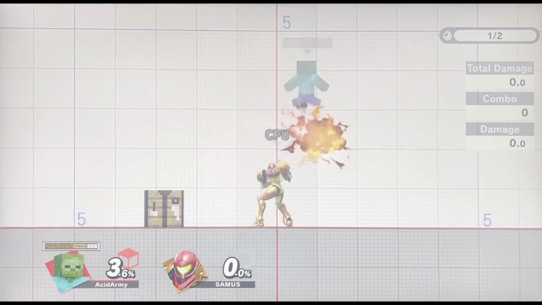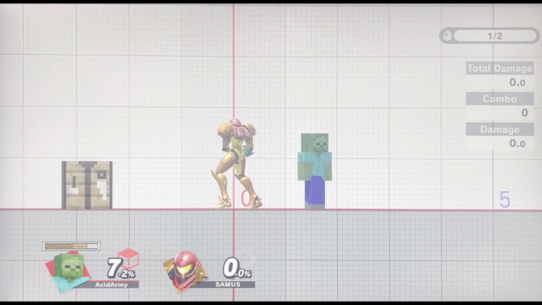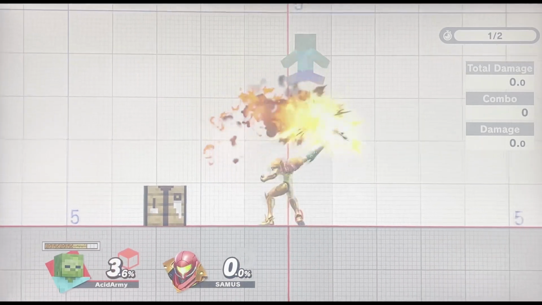Lastly, remember that Steve can buffer Phantom Block out of any animation that leaves him unactionable, including but not limited to jump squat, any of his moves, ledge jump, and both kinds of hit stun.